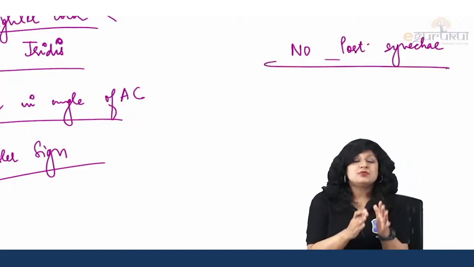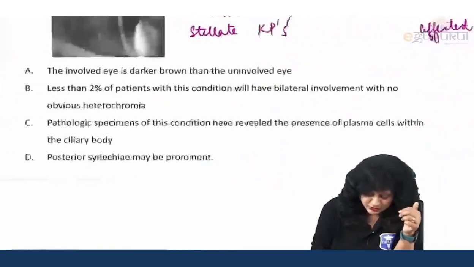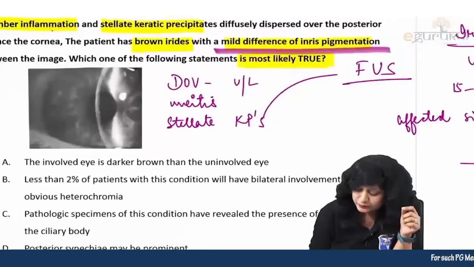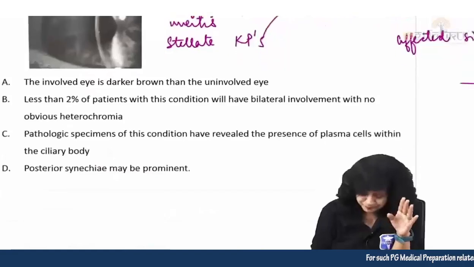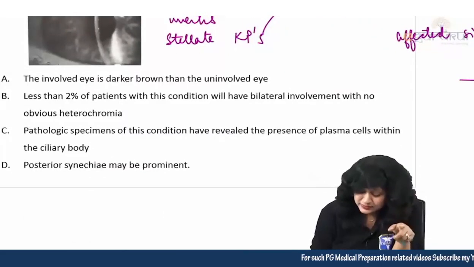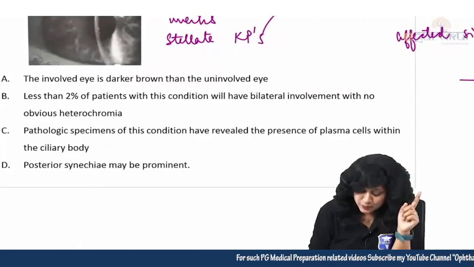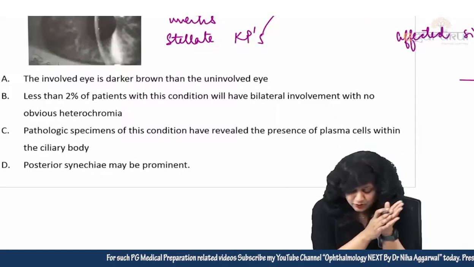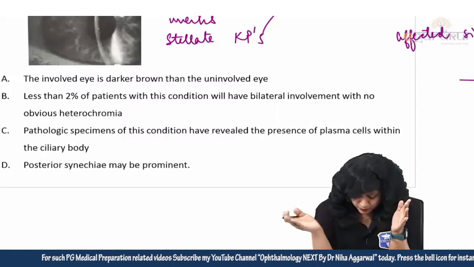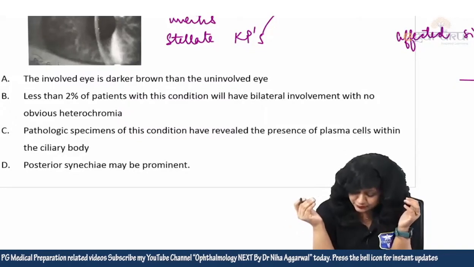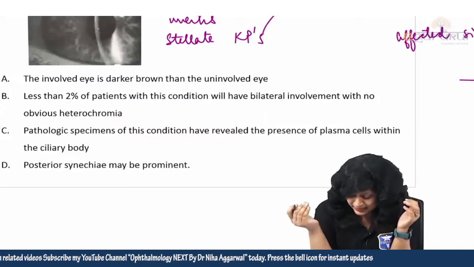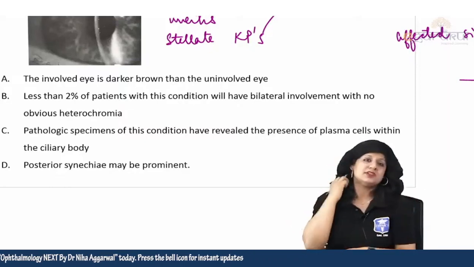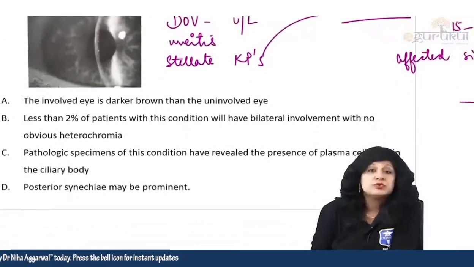So with this background, now I will show you the options. First, they are saying that the involved eye is darker brown. They are saying which of the following is the most likely true statement. The involved eye is darker brown than the uninvolved eye. Less than 2% of the patients with this condition will have bilateral involvement with no obvious heterochromia. Pathological specimen of this condition has revealed the presence of the plasma cells within the ciliary body, or we have got the posterior synechiae may be prominent. You have to tell the true statement.